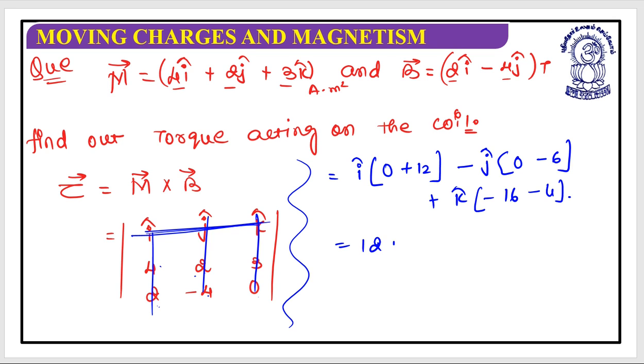So this is 12 i cap, minus 6 minus j, it's plus 6 j, minus 16 minus 4, it's 20 k in minus. This is the torque acting on the coil. I hope this is clear.